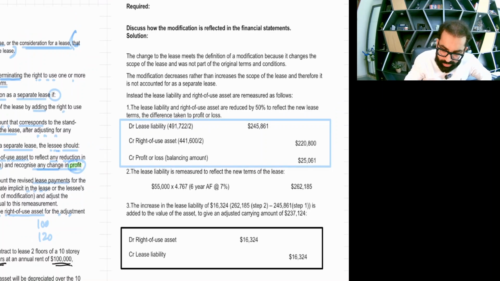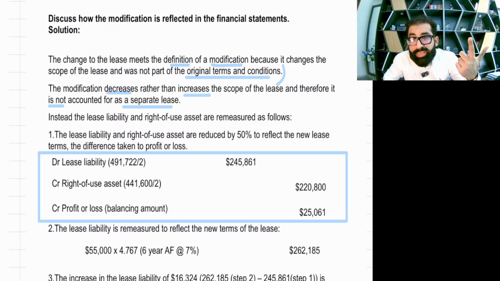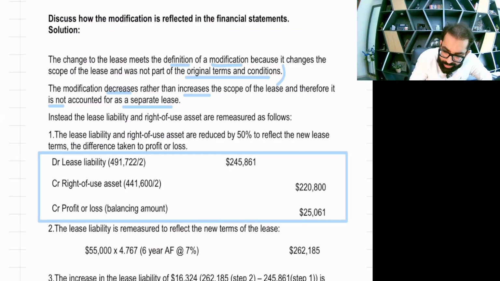Listen, the change of the lease meets the definition of the modification. Yes, it is a modification because the terms we changed were not part of the original contract. See, this is written here. Now, the modification decreases rather than increases the scope of the lease, and therefore it is not accounted for as a separate lease, right? Because it did not increase anything, and there is no discussion on the separate consideration. So the conditions which I taught you are not met. Instead, the lease liability and ROU are measured as follows.